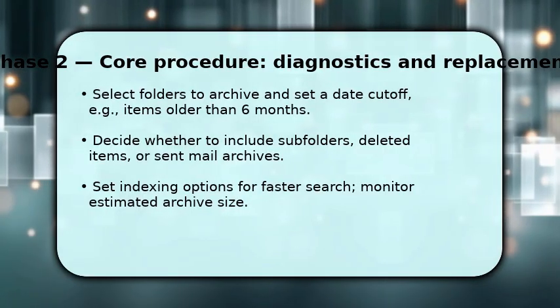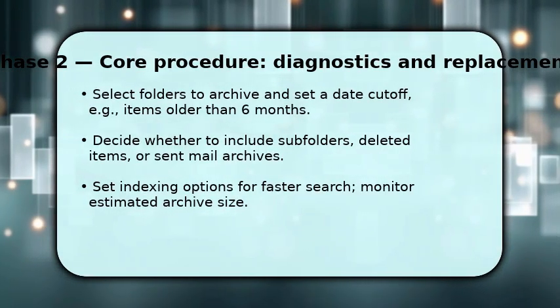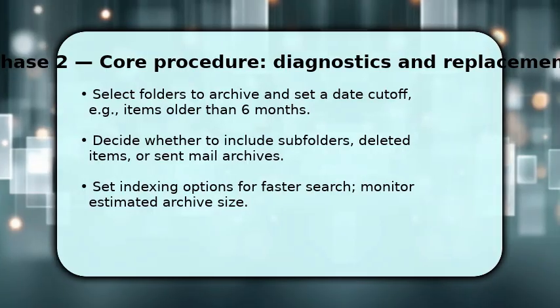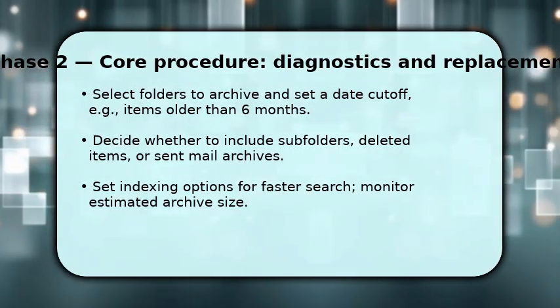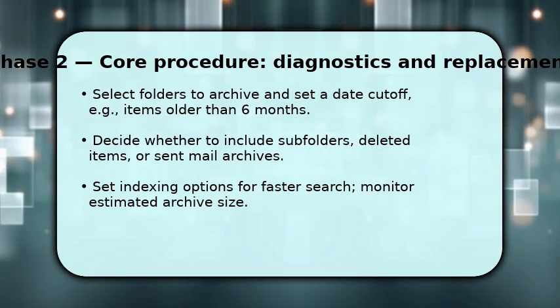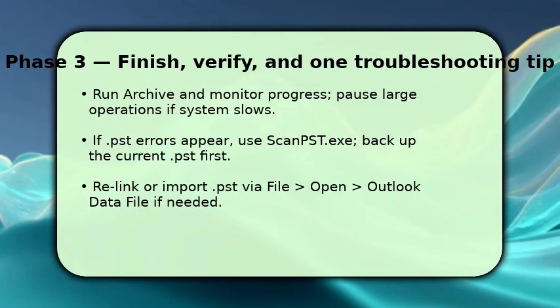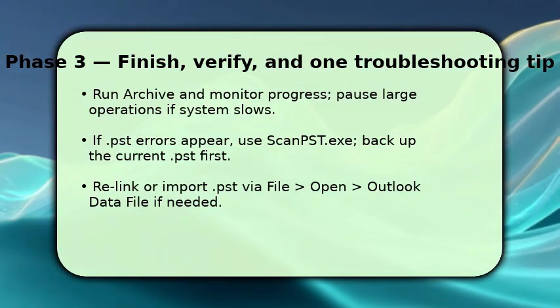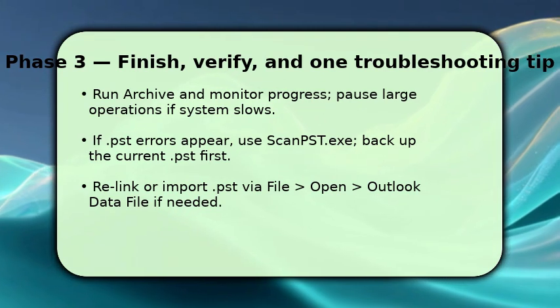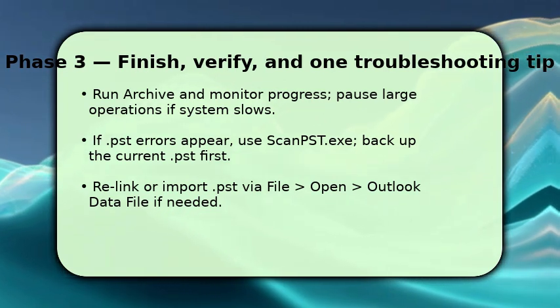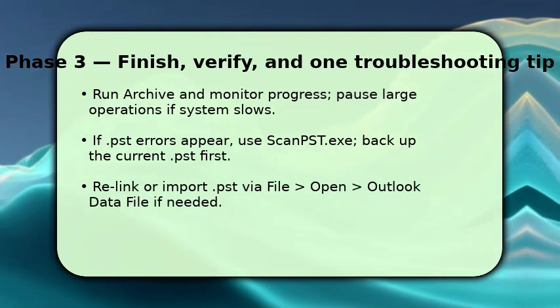Make sure indexing remains enabled so search works after archiving, and check the estimated PSD size to avoid hitting file limits during the operation. To finish, run the archive and watch progress in Outlook. If your system slows, pause non-essential tasks and let it run. Once complete, confirm mail moved and that search works.